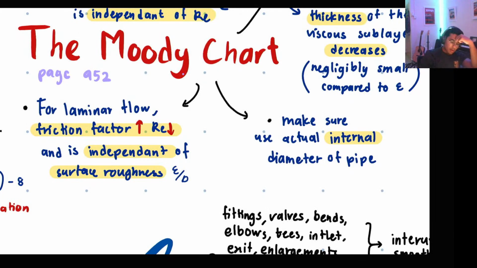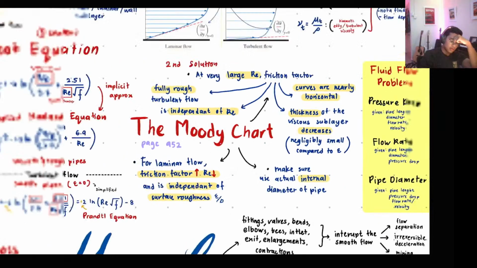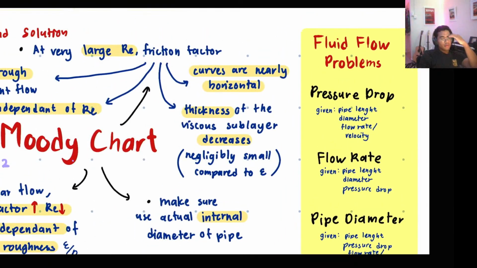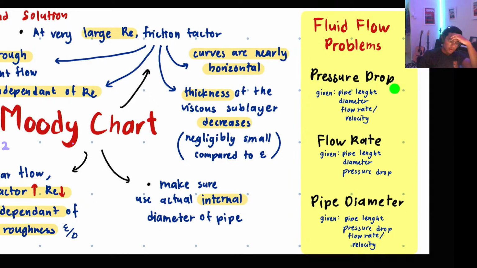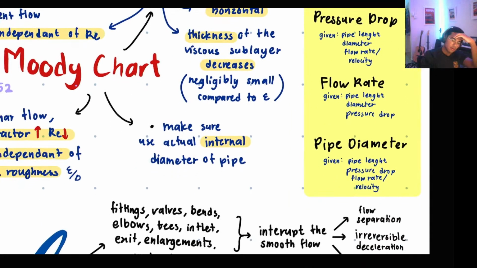And then in the textbook, they also say that you need to make sure that you are using the actual internal diameter of the pipe. Usually what do they ask in questions? They ask the fluid flow problem. You need to find the pressure drop or the flow rate or the pipe diameter required. They would ask you to find one thing given the other parameters.